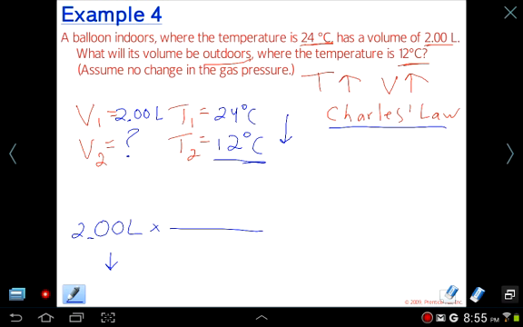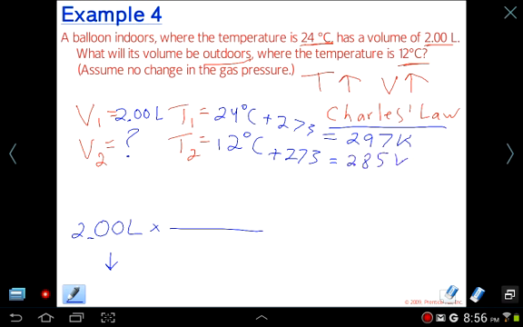However, we cannot put 12 and 24 in the equation because these are not absolute temperatures. We have to convert both of them to Kelvin. So in fact, this has to be amended to plus 273 for both of these, and we get ourselves 297 Kelvin, and then here we have ourselves 285 Kelvin. You have to use Kelvin.